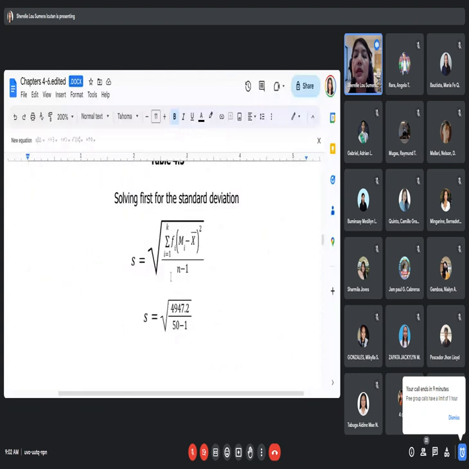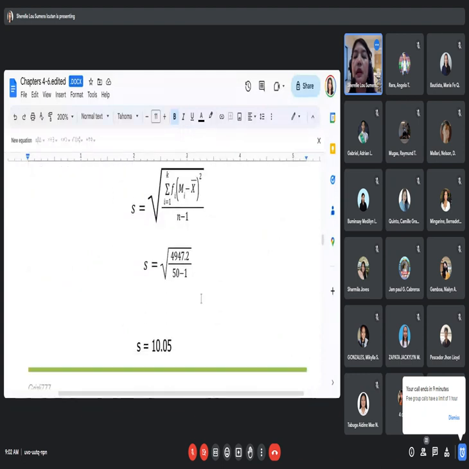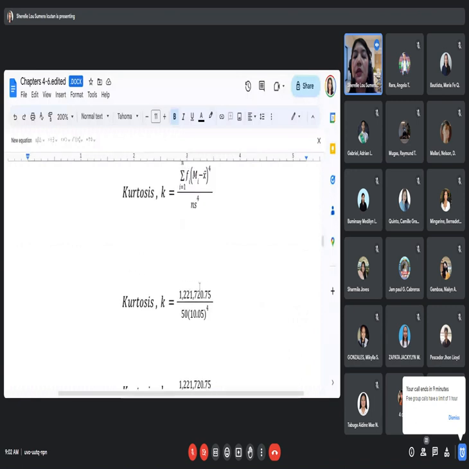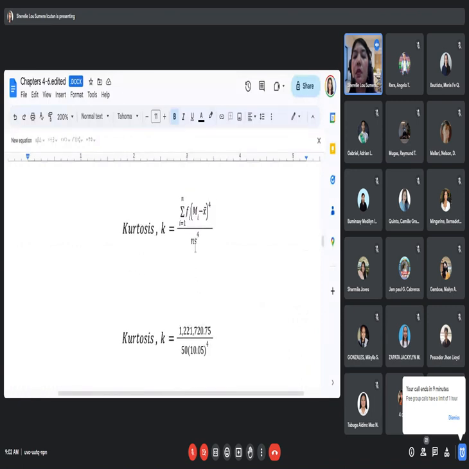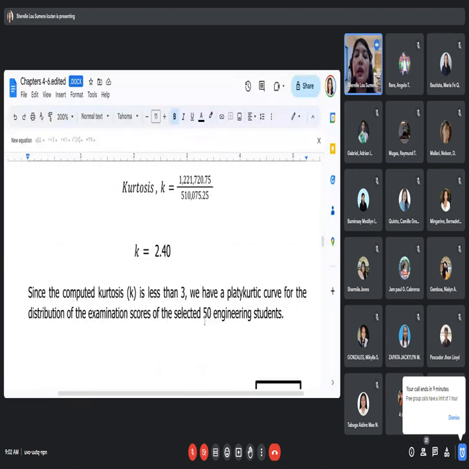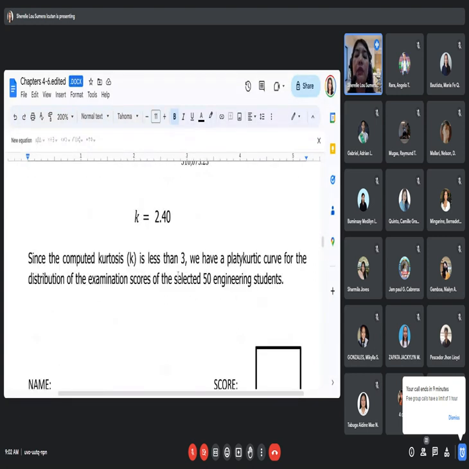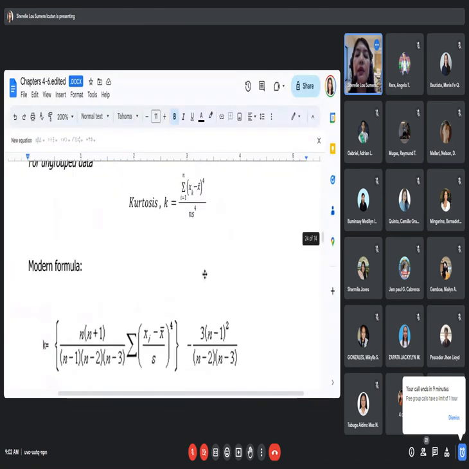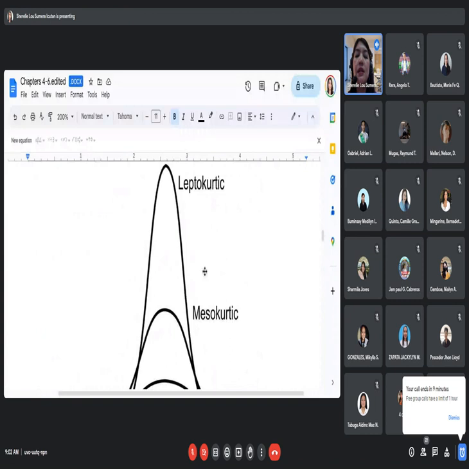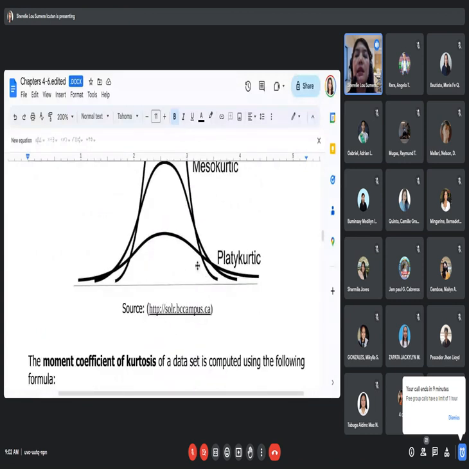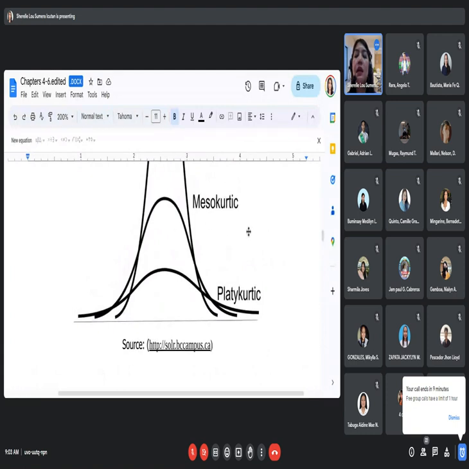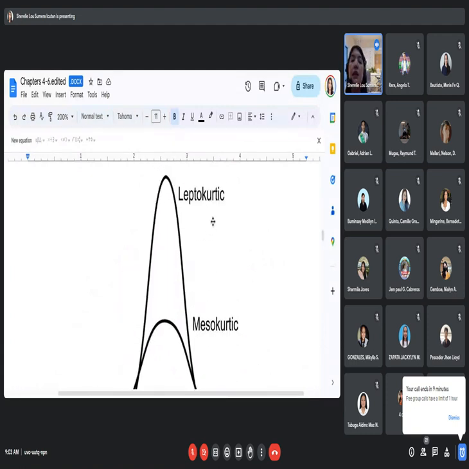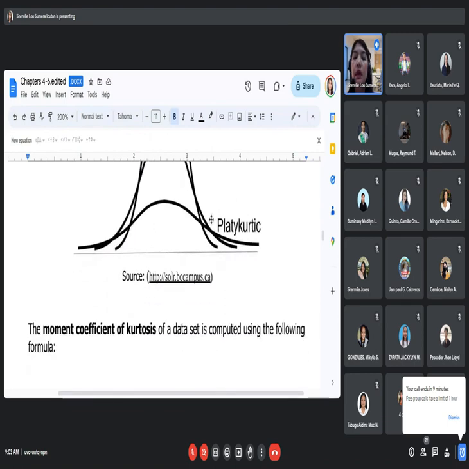To get the standard deviation, syempre kailangan mo yung standard deviation kasi ilalagay mo dito sa baba. So, once you have that, you can compute for k. K is 2.4. Ngayon, meron tayong kurtosis. Ano yung value ng k para magkaroon ka nito? If your value for k is less than 3, it's platykurtic. If it's equal to 3, it's mesokurtic. And if it's greater than 3, it's leptokurtic. Okay?